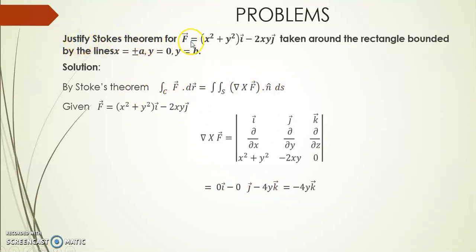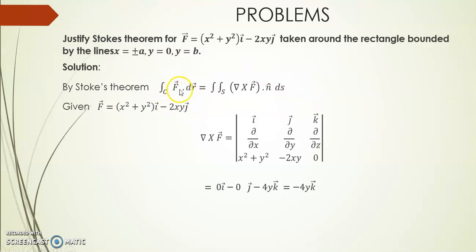Justify Stokes theorem for F vector equal to (x square plus y square) i vector minus 2xy j vector, taken around the rectangle bounded by the lines x equals plus or minus a, y equals 0 and y equals b. So you can draw a rectangle. It's very simple. By Stokes theorem, this is the statement of Stokes theorem.